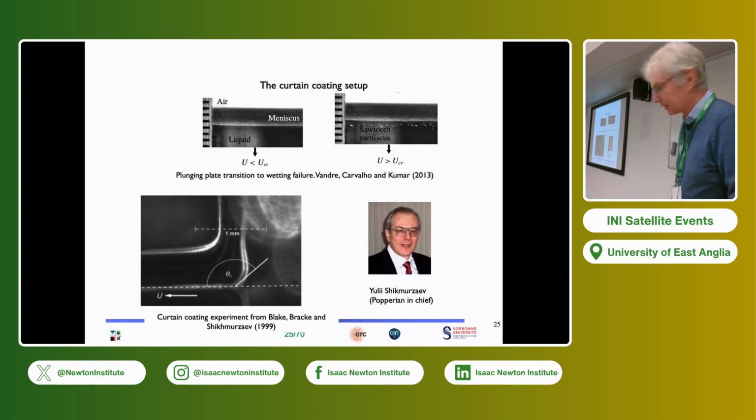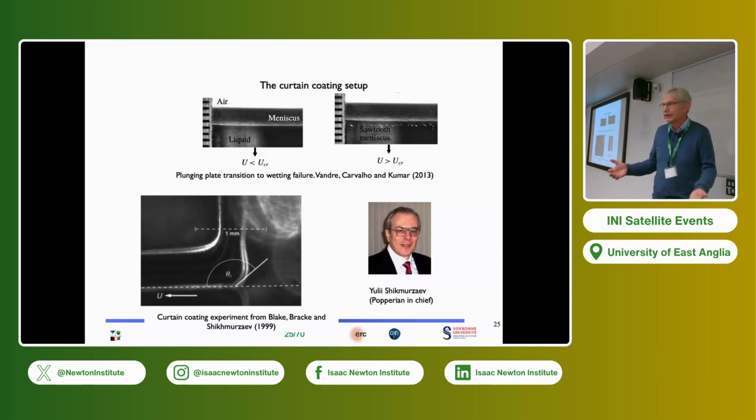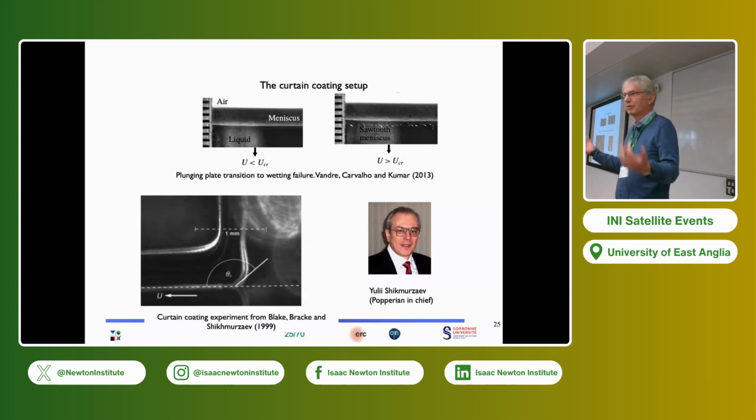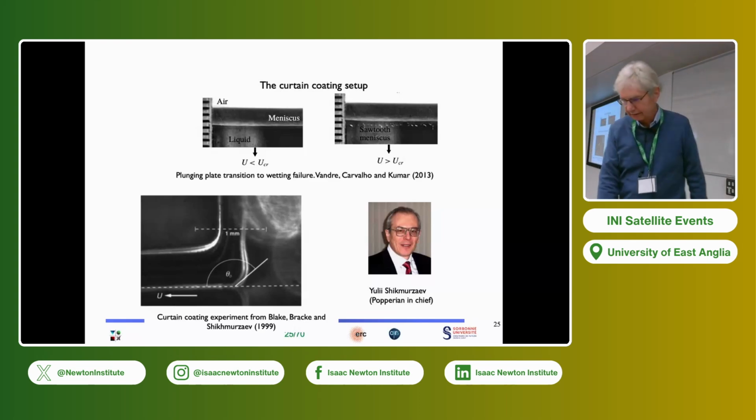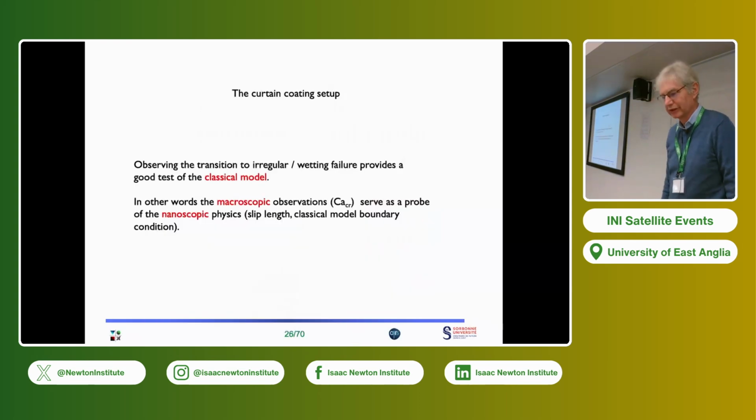So what do you observe in this experiment? You observe a transition at a certain critical velocity. Now it's a horizontal velocity, not the falling velocity. At a certain critical velocity, you see that the meniscus is destroyed, that several bubbles happen, and basically you lose the stable steady-state solution. And you can also look at the cut. You can look at this shape, this angle, etc. You can try to predict and measure it, and then the Popperian in chief tells us that it's wrong. The classical model is wrong.